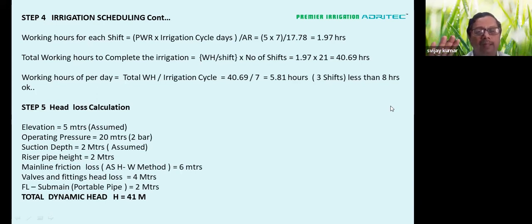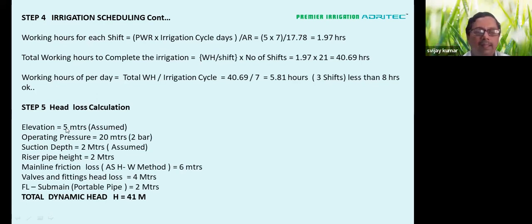After you have calculated the shifts, next you also need to tell the farmer what horsepower will be required. So in order to do the head loss calculation, I had given a very easy method last time also. There is an elevation in this particular plot from the water source to the highest point of around 5 meters. The plot is at a 5 meter higher level. And for this particular sprinkler to operate, I told you there is an operating pressure. That means the pressure which is required at the nozzle inlet over here is around 2 kg. So we have to add that also.